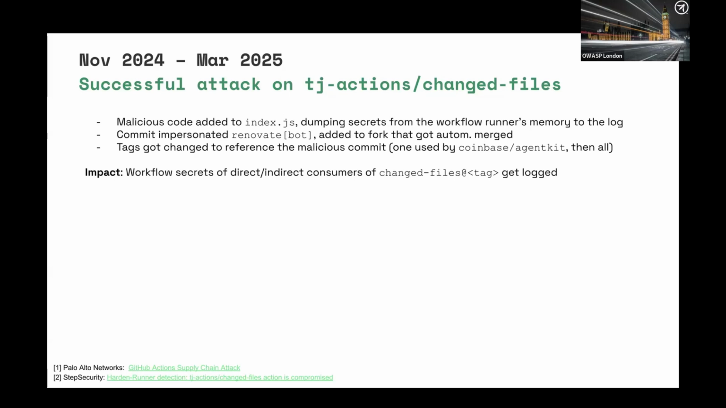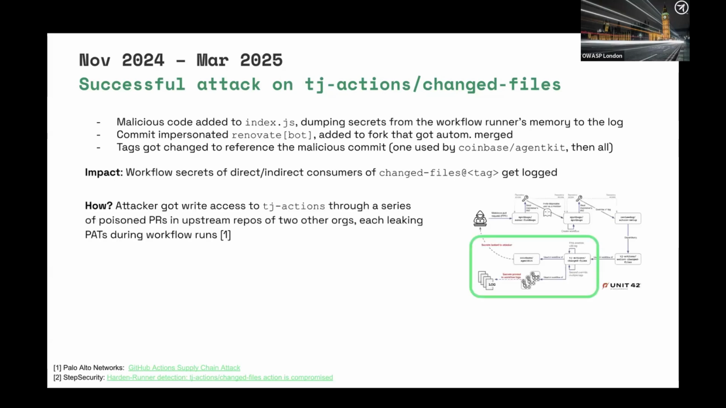The impact of all that was that the workflow secrets of all direct and indirect users of the changed files, there were 23,000 or so, got leaked if they executed the workflow during the time of that compromise. And I will have some numbers on this later.